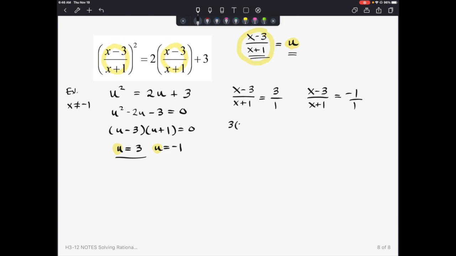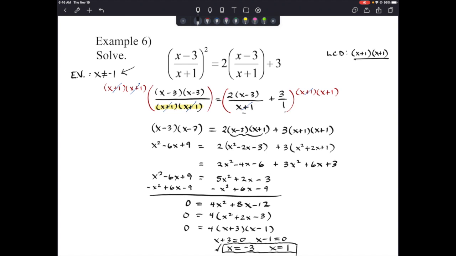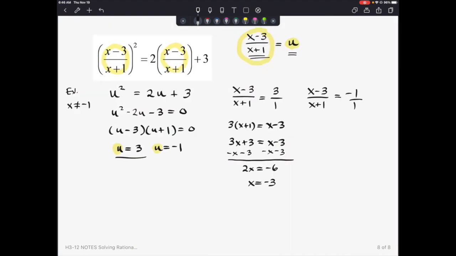So 3 times the quantity x plus 1 should equal x minus 3. We'll distribute that through. 3x plus 3 is equal to x minus 3. So we're going to get 2x is equal to negative 6. So we get x equals negative 3. If you look over here, I think we already had that, right? So this is a good way to check our answer too, just solve it using a different method.